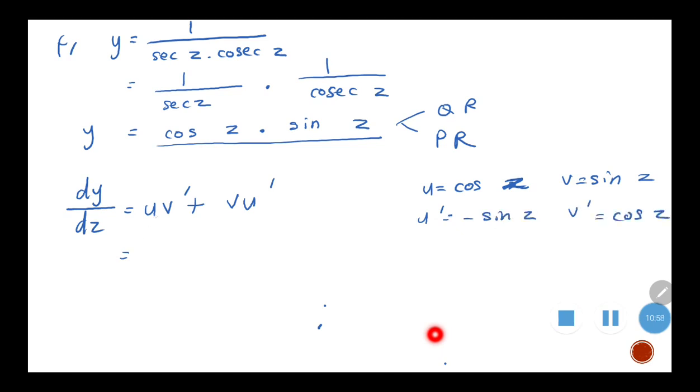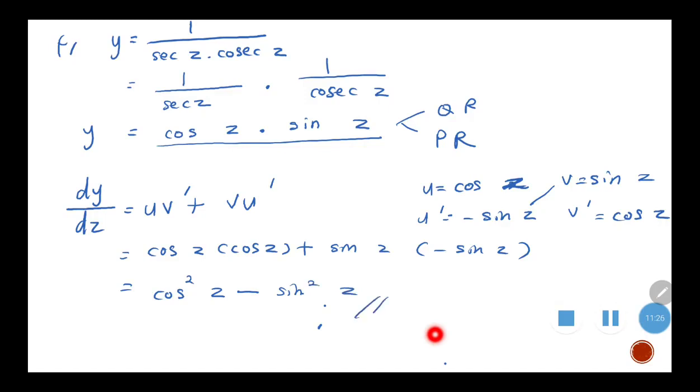So uv prime is cos z times cos z, plus vu prime: sin z times minus sin z. So the final answer should be cos square z minus sin square z. Okay, so that's all for today.